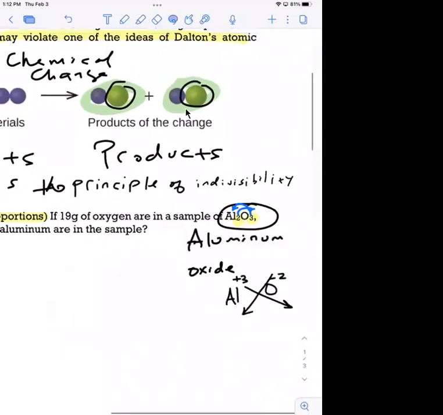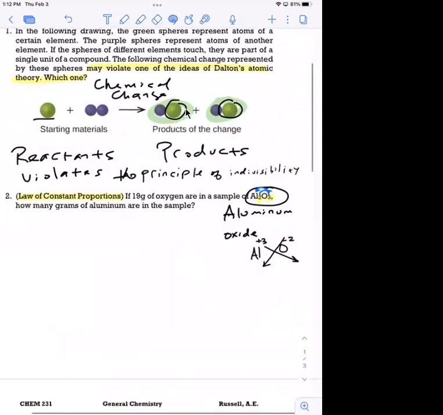All right. So this is again a problem dealing with constant proportions, and it asks how many grams of aluminum are in the sample. What's the strategy here? What's the first thing we need to do if it's a problem dealing with the law of constant proportions?